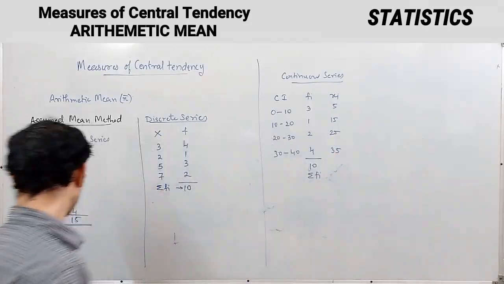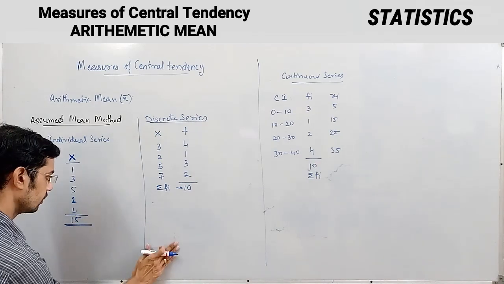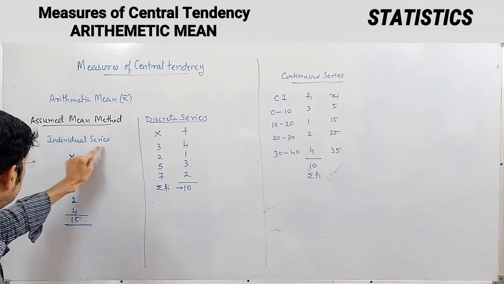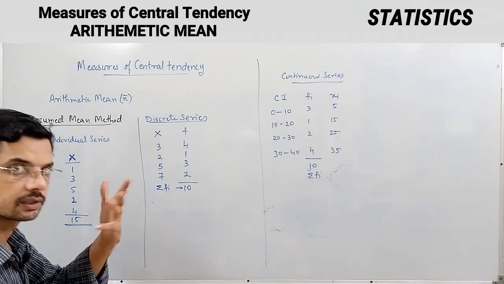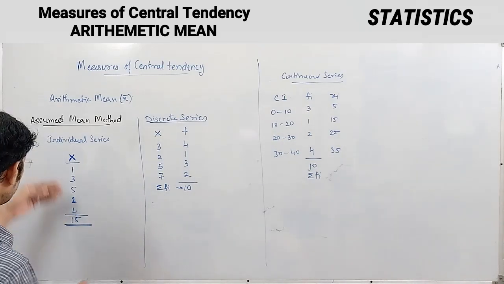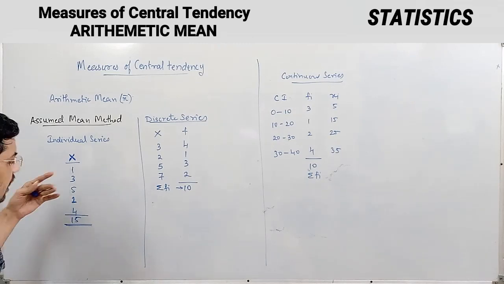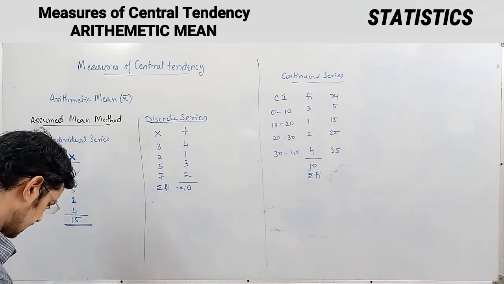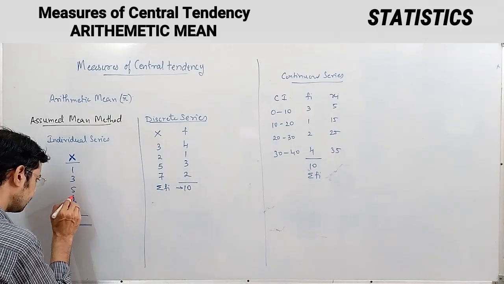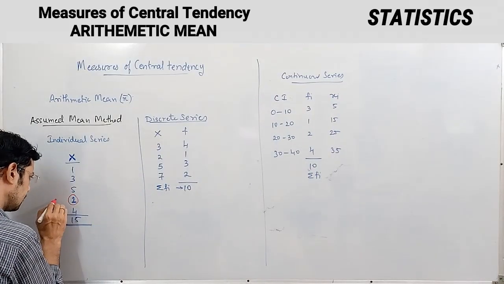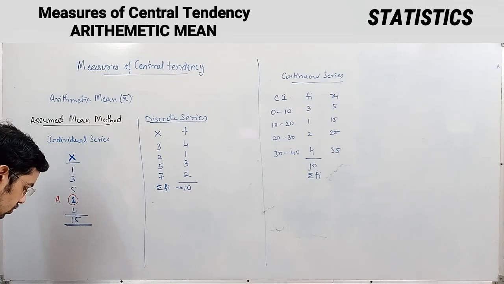Now, in the case of individual series for the assumed mean method, what to do? We need to assume a mean first. How to assume the mean? We can take any value as the assumed mean. We can assume any one of the values as the assumed mean. Let me assume this 2 as the assumed mean. A is equal to 2.